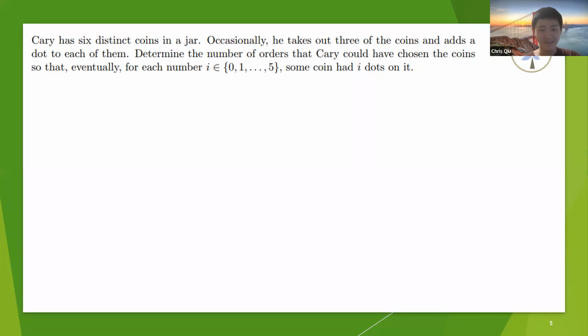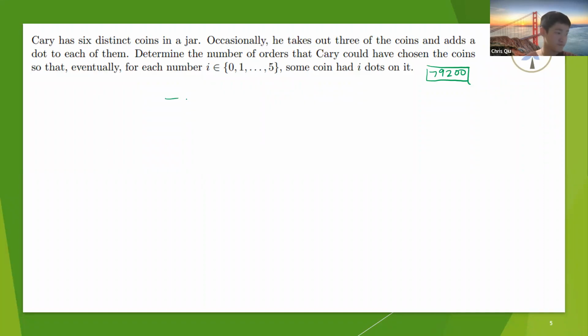So, okay. So first of all, the answer is 79,200. So good job to those of you who got this answer. And let's start. So we have 6 distinct coins in a jar, and we're going to take out 3 coins at a time and add a dot to each of these coins.